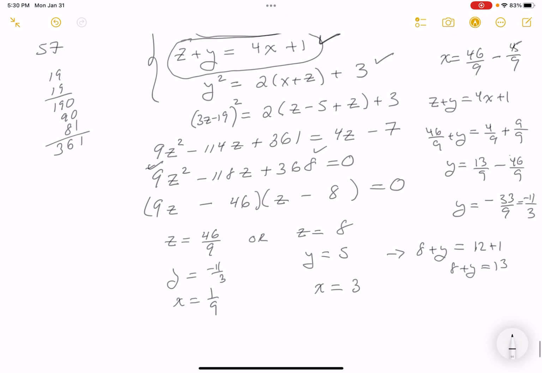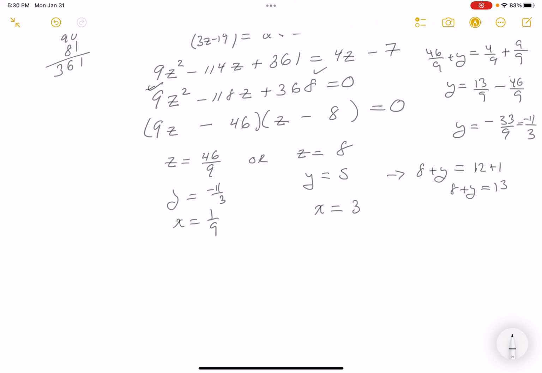So I have two ordered pair solutions, and let's write this down for you. Well, I should say ordered pair triplets. So it's 1/9, minus 11 thirds, 46 ninths. And this one's going to be 3, 5, 8. But if you go back and read the original problem, these were digits to a number. So this is ridiculous. It's not the right answer. All right, couldn't be the right answer.